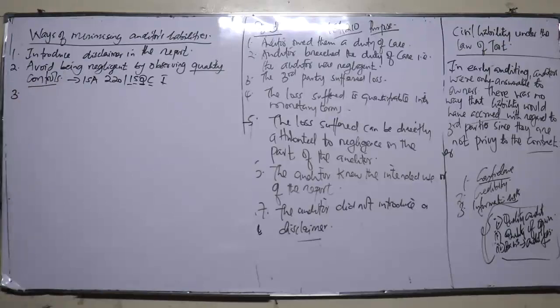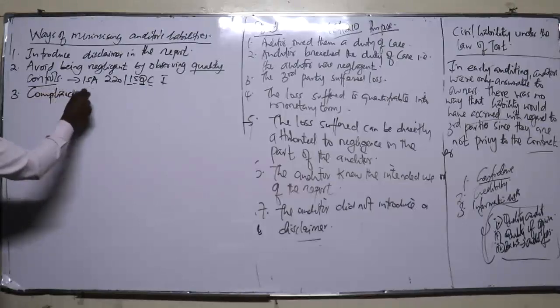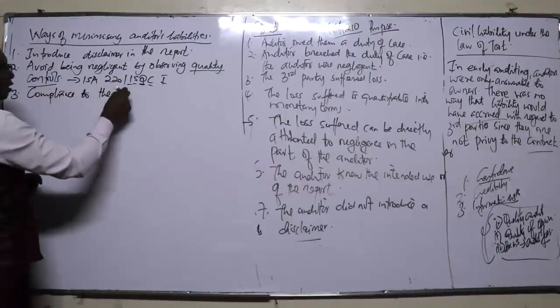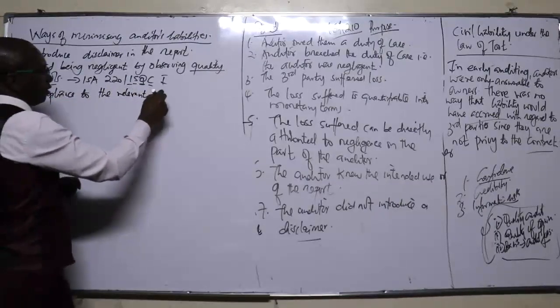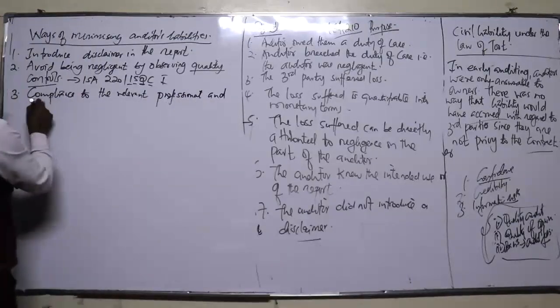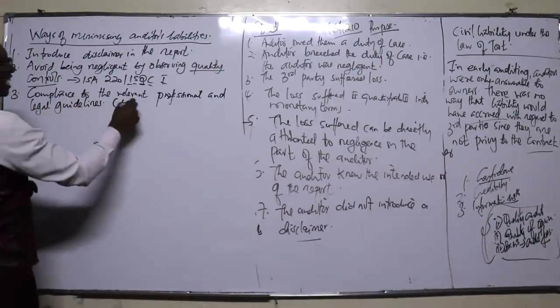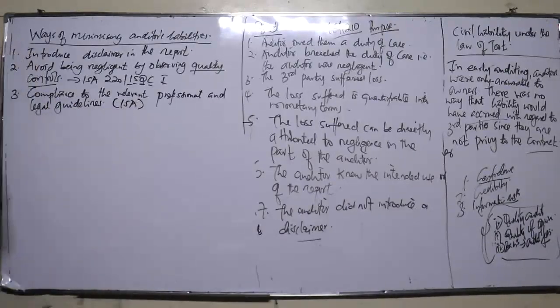Number three, compliance to the relevant professional and legal guidelines. You know, when you perform audit guided by ISA, you adhere to ISA from the initial stage to the end. It's just like being compliant to the constitution. Even if somebody challenged what you're doing, you have the basis of argument because there is total compliance. But if there's no compliance, you're likely to find yourself in trouble.